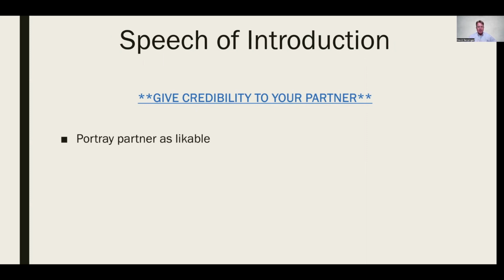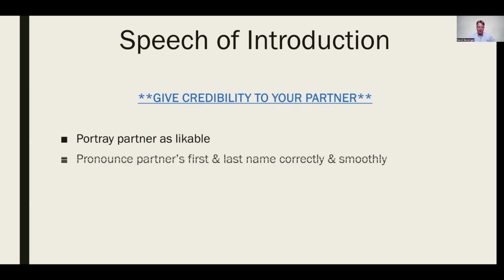This basically means portraying your partner as likable. We want to fall in love with them, as it were, by the time you're done with your speech. Your job is to portray them in this way so that we super, super duper like them by the end of your speech. So you certainly want to be very positive when you speak about your partner.